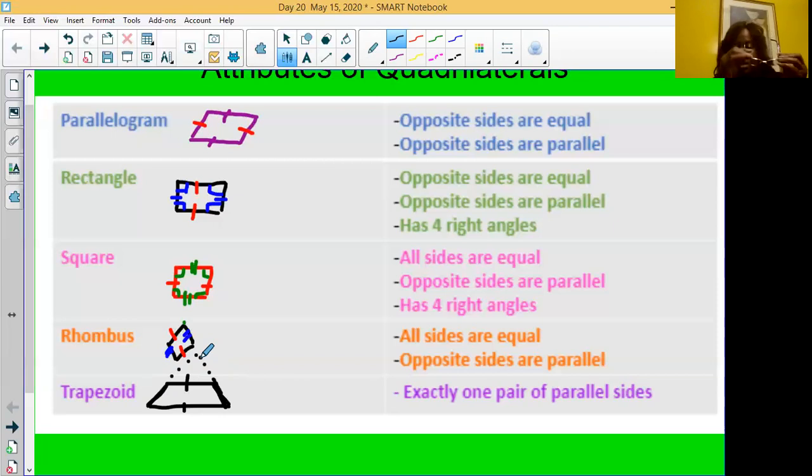So remember, parallel lines never meet. So that's why the trapezoid only has one pair. Pair meaning two. One pair. It has two lines right here, but one pair of parallel lines. Okay. All right. So that's a review of the attributes of the quadrilaterals.